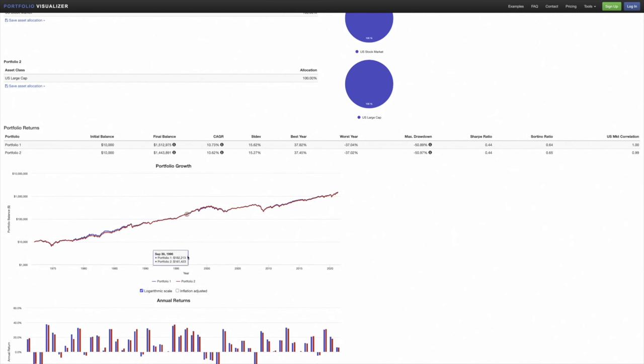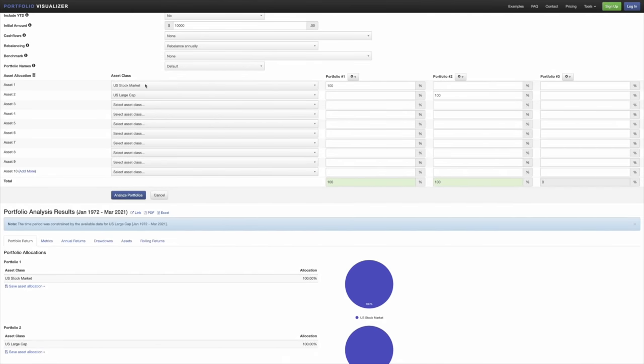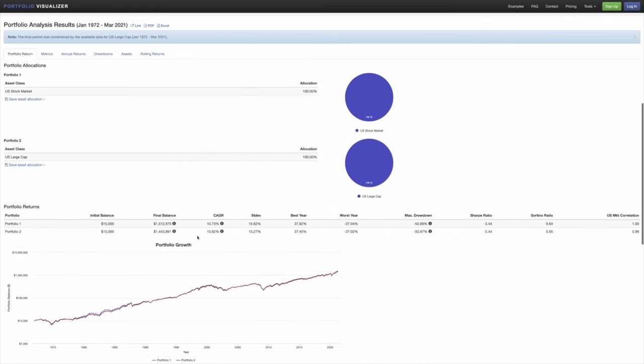They've only looked at one portfolio, but no, there's actually two lines there. They're just so close you can hardly tell the difference. If we look at the $10,000, it did grow a bit more in portfolio one. And remember, that's the US market, total stock market. Our portfolio went to about 1.5 million versus about 1.44 million. So there was a slight difference.